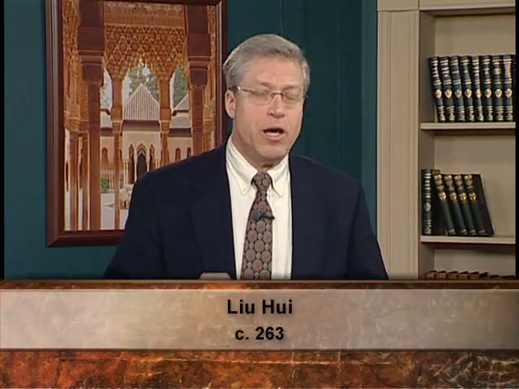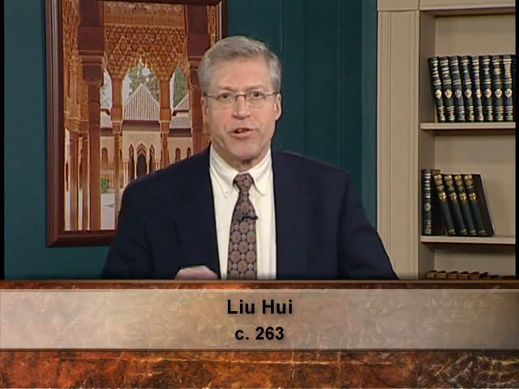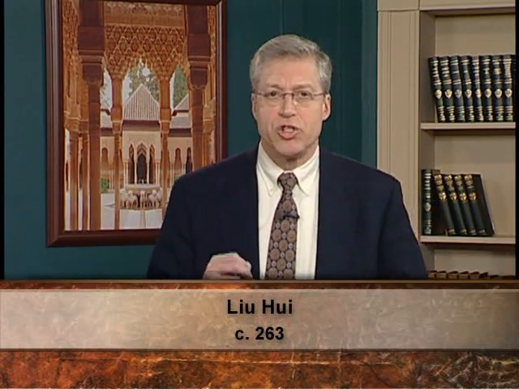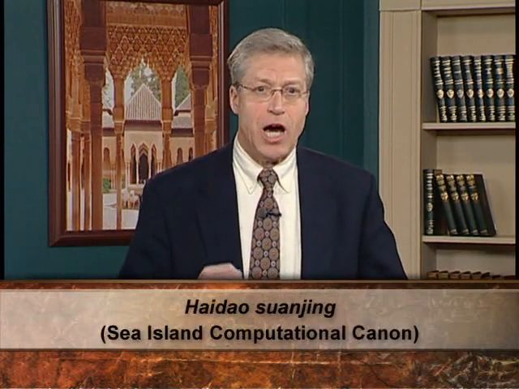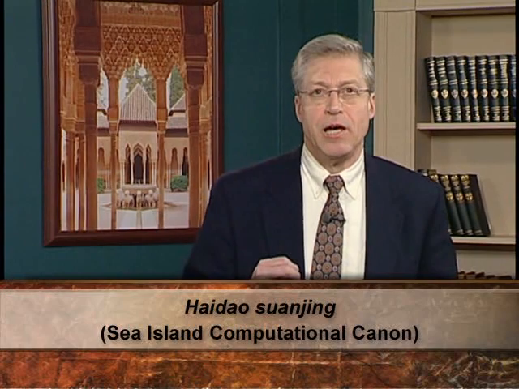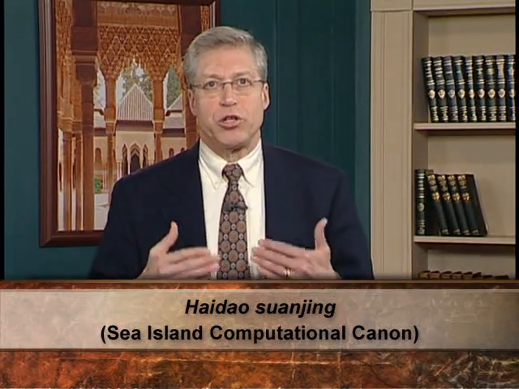The first actual Chinese mathematician that we know by name was Liu Hui. He lived sometime late in the 3rd century AD, and he is best known for his work, the Haidao Suanjing, or the Sea Island Computational Canon. And this was really a work that was looking at questions of surveying. And the name of this particular work comes from the very first problem that's explained in the book, and that is trying to determine the height of a mountain on an island.